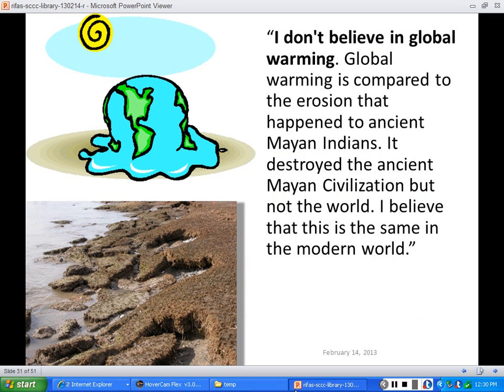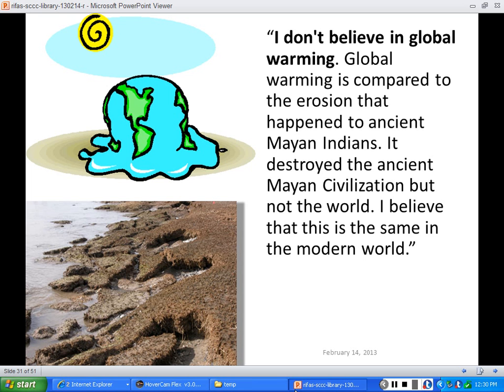And a student said, I don't believe in global warming. Global warming is compared to the erosion that happened to ancient Mayan Indians. It destroyed the ancient Mayan civilization, but not the world. I believe that this is the same in the modern world. And one thing this reminds me of is he's using the same image of the Earth melting that the other person proposed, but he's using it to illustrate the idea that he does not believe in global warming. Well, global warming is not a religion, so that doesn't bother me.